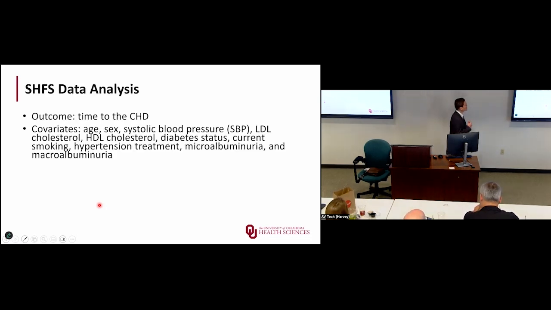I want to illustrate using Strong Heart Family Study data. The outcome we consider is time to CHD, so time to the first occurrence of coronary heart disease, and we consider the same set of covariates. And here's the result.